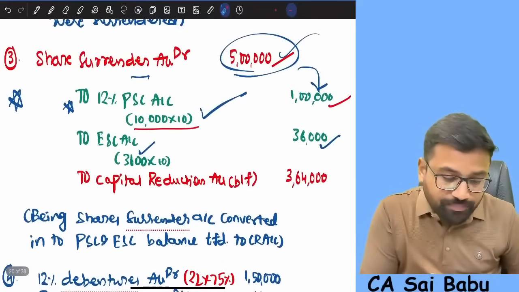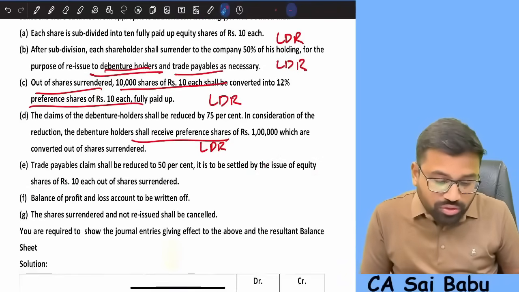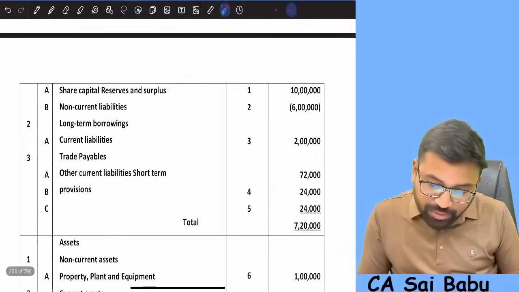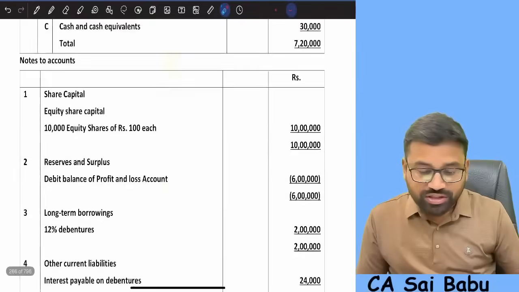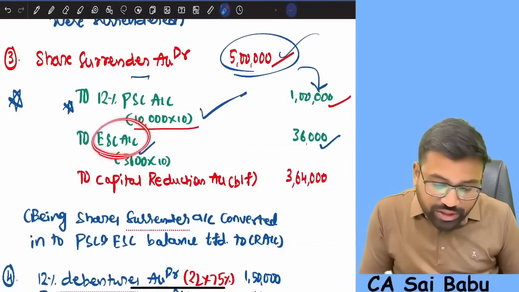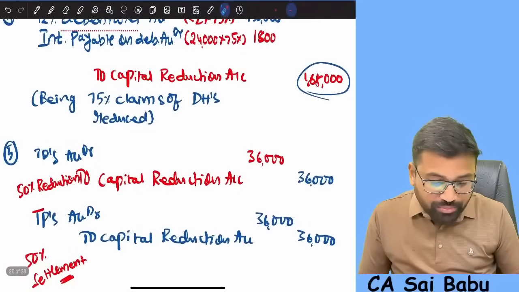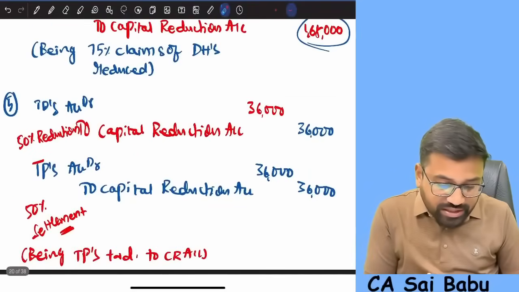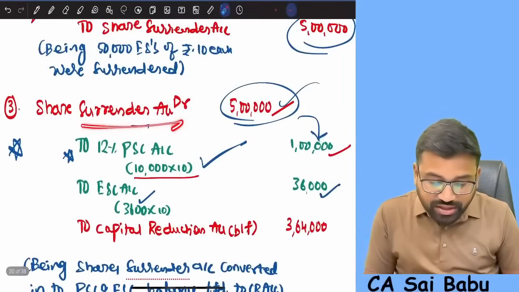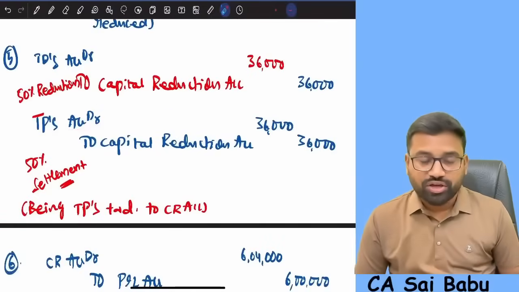And next, trade payables. If you look at the question, trade payables are settled by issue of equity shares. For what amount? First, their claims are reduced to 50%. Actually, trade payables are 72,000. 50% reduced, that means 36,000. So the company will convert the share surrender into equity share capital to the extent of 36,000, because this equity share capital we are going to issue to trade payables. See this. So to the extent we settled trade payables to capital reduction account, 36,000. First we convert the share surrendered into share capital, then settle the liabilities, trade payables to capital reduction account.